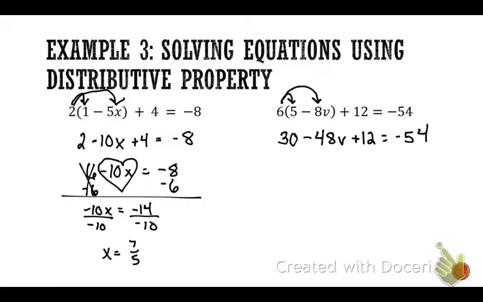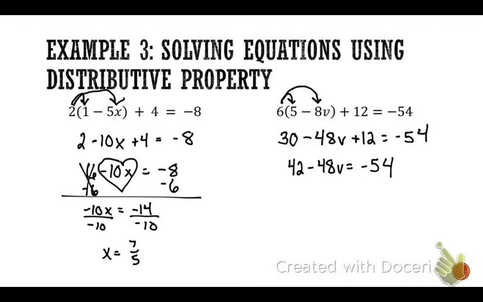All right, what like terms can I combine over on the left side? Somebody tell me. 30 and 12. Very good. So 30 plus 12 gives me 42 minus 48v equals negative 54. All right. Y'all think you can take it from here and get me to the answer? Yes, you can do it. Take another minute and get to your answer. See if you can get it before me.